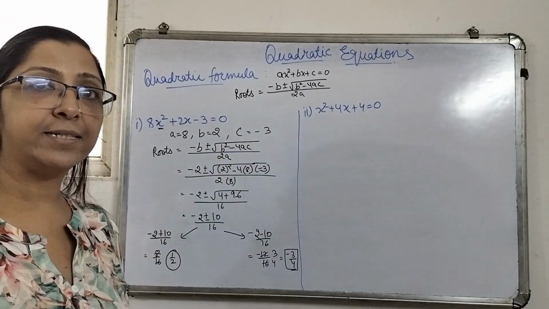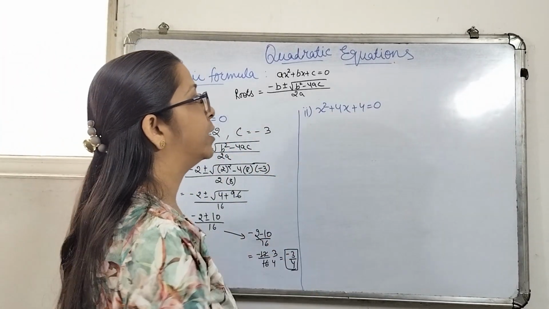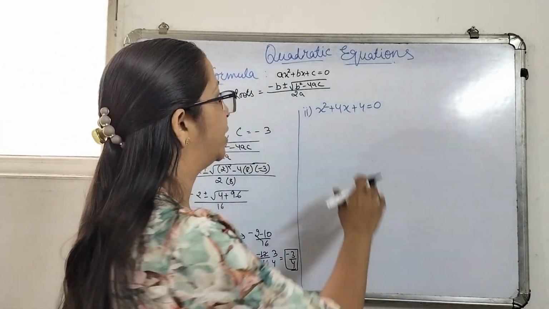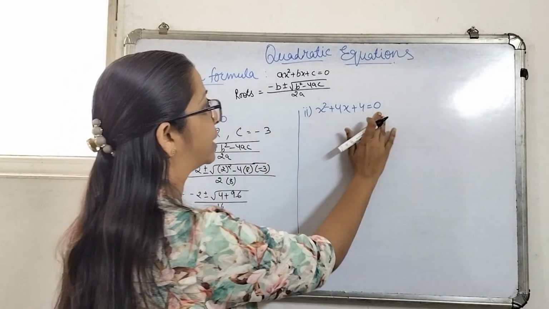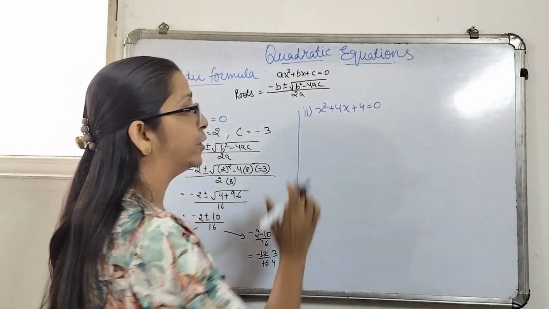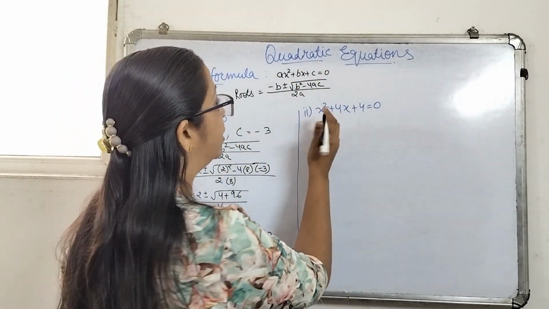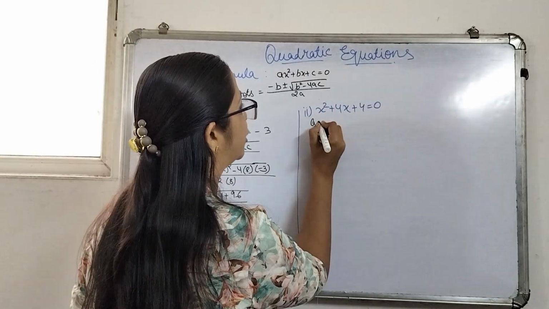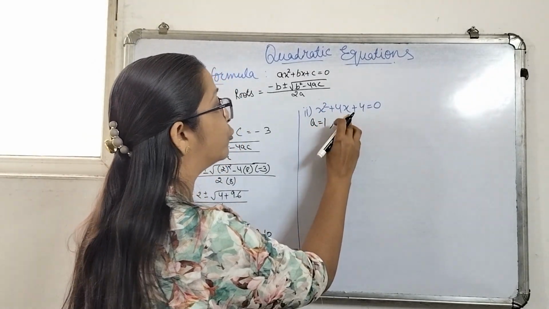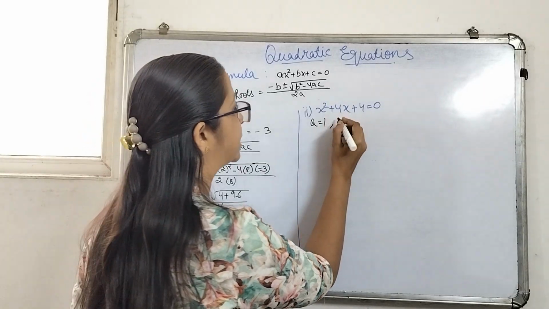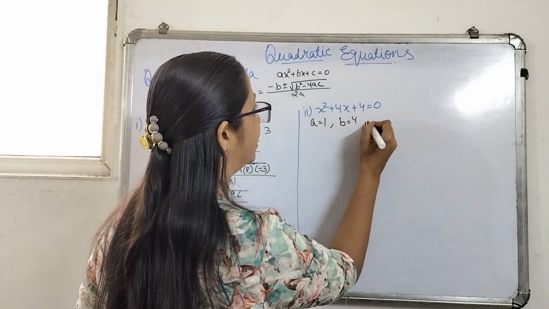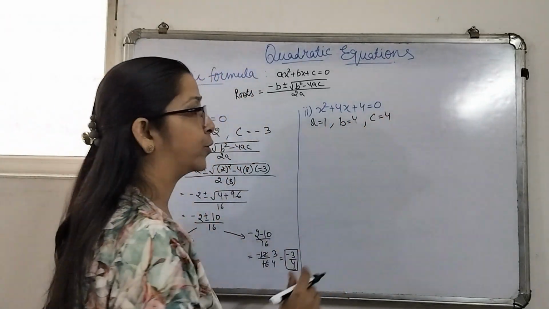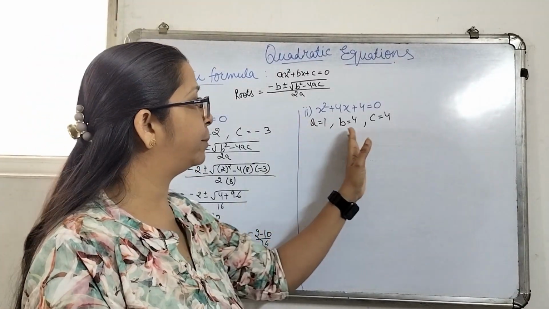Now let's see another example, that is x square plus 4x plus 4 equals 0. If we again compare this equation with the standard form of the quadratic equation, we can see that the coefficient of x square is 1. That means the value of a is 1. The coefficient of x, that is b, is equal to 4. And the constant term c is 4.